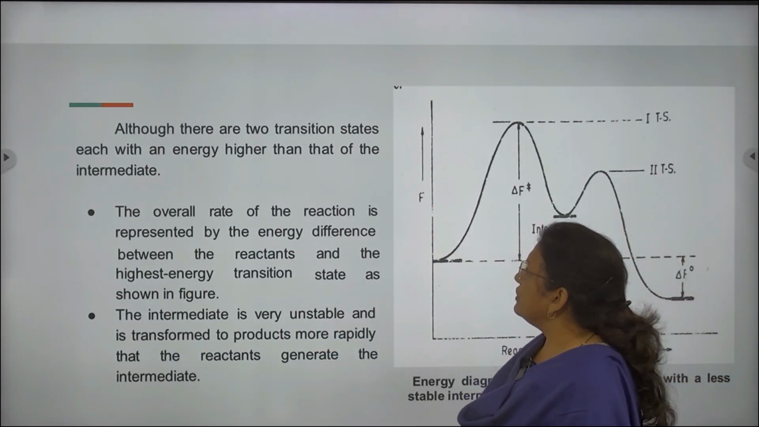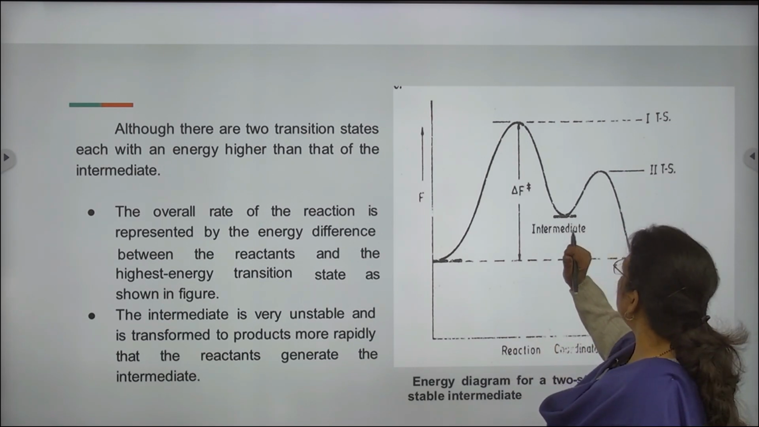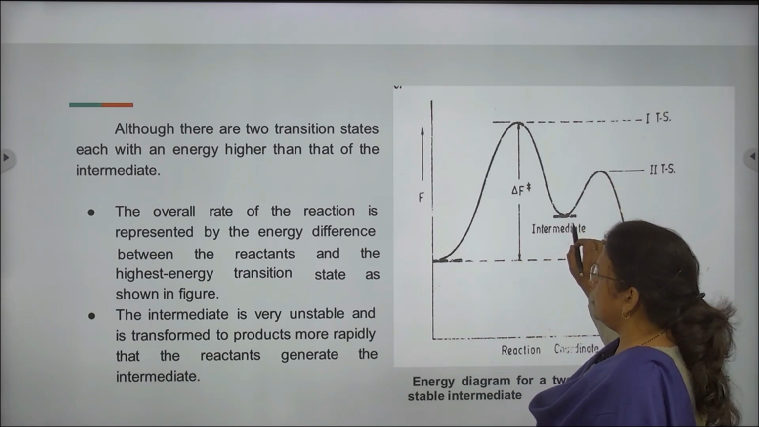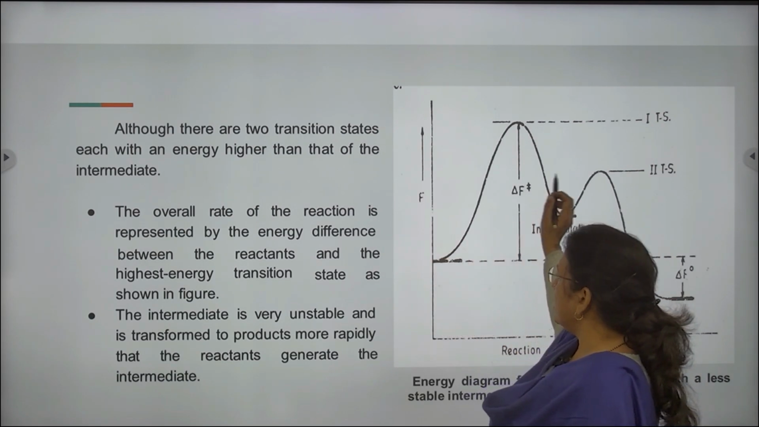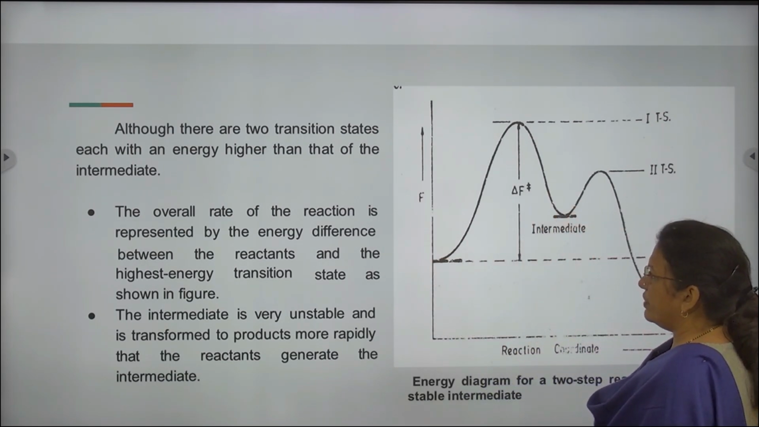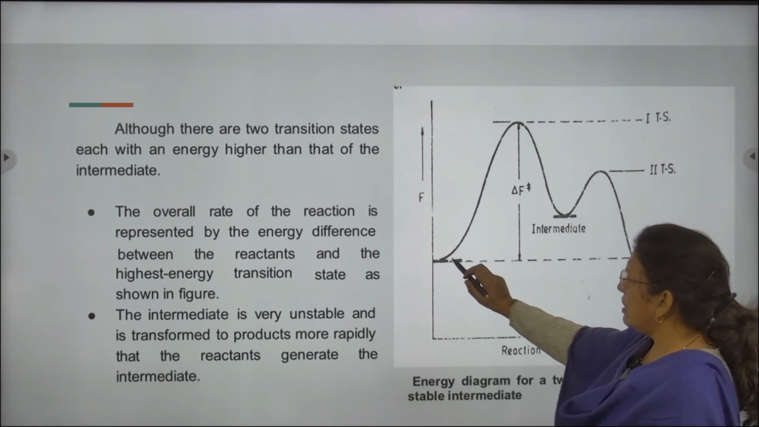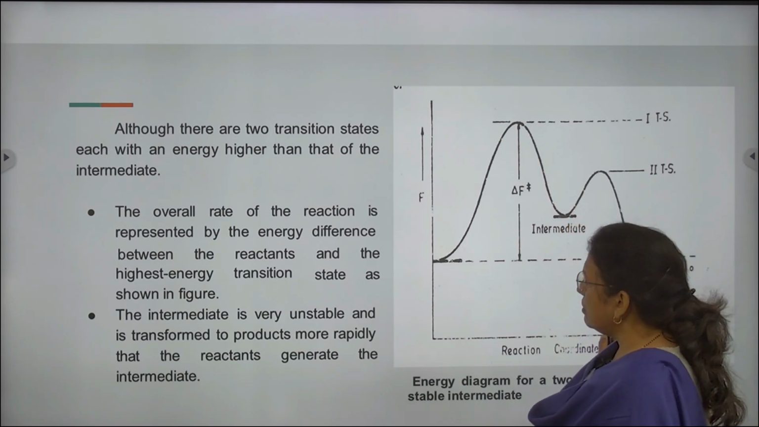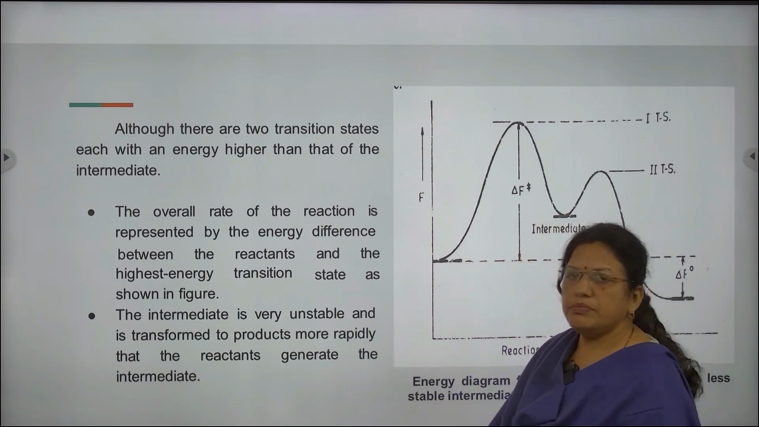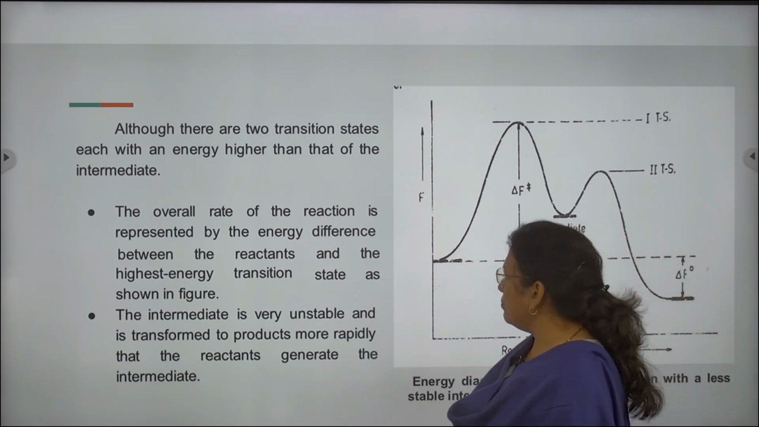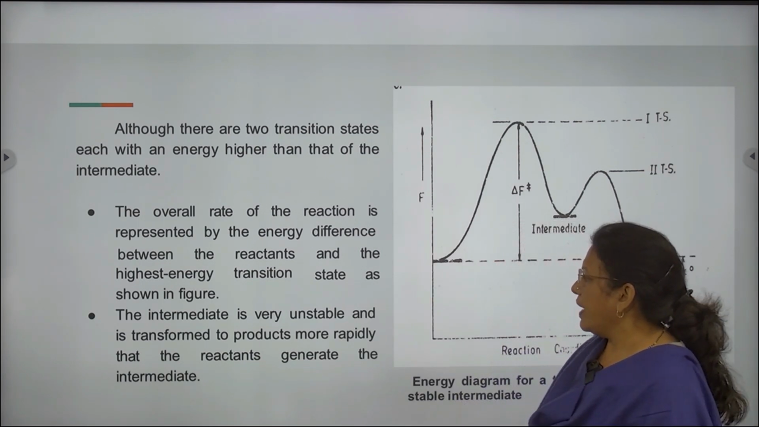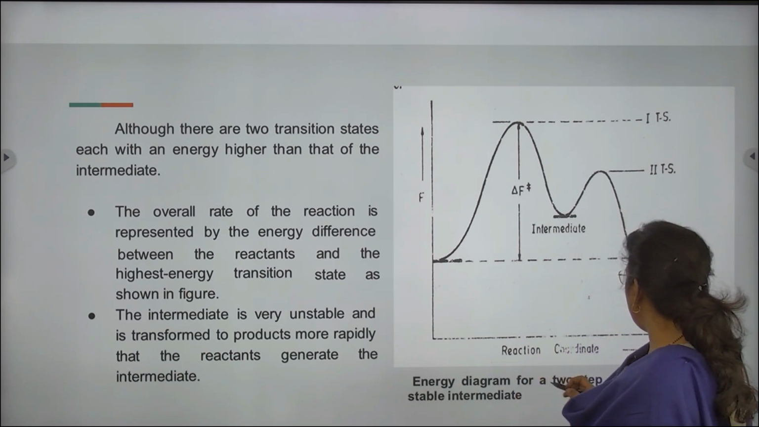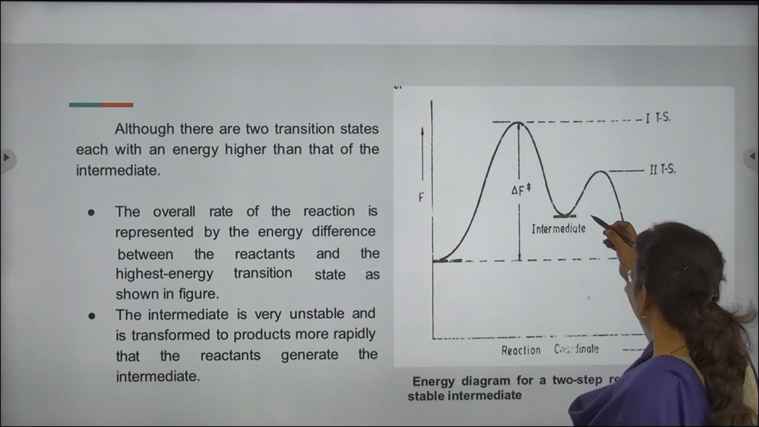Although there are two transition states, each with a higher energy than that of the intermediate, the overall rate of reaction is represented by the energy difference between the reactant and the highest energy transition state, as shown in the figure. The intermediate is very unstable and is transformed to products more rapidly than the reactants generate the intermediate, and this is the energy diagram of a two-step reaction with a less stable intermediate.